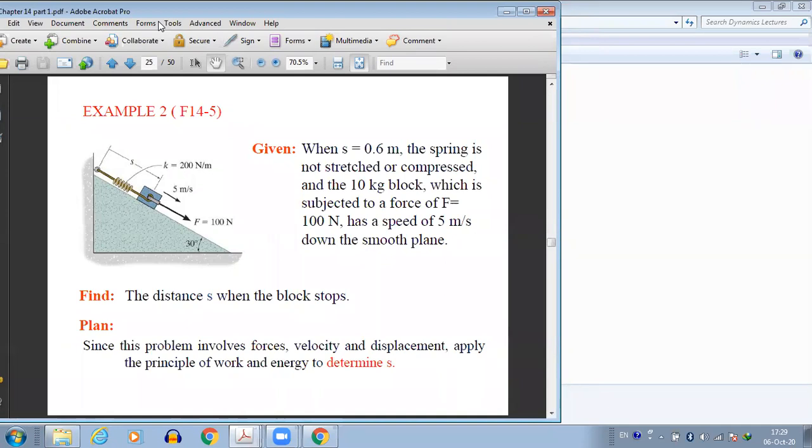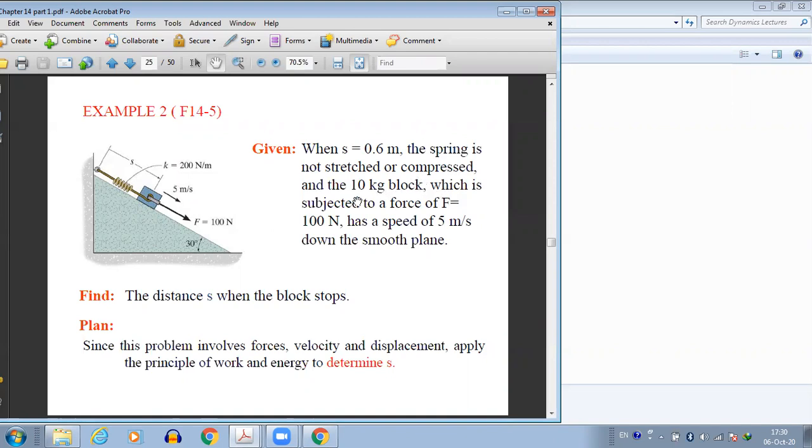Okay, good. So let's do it again so that you can understand. Look, when S is equal to 0.6, the spring is not stretched or compressed. So the original position is that S is 0.6. When this distance is 0.6, then this spring is in the original state, neither stretched nor compressed.